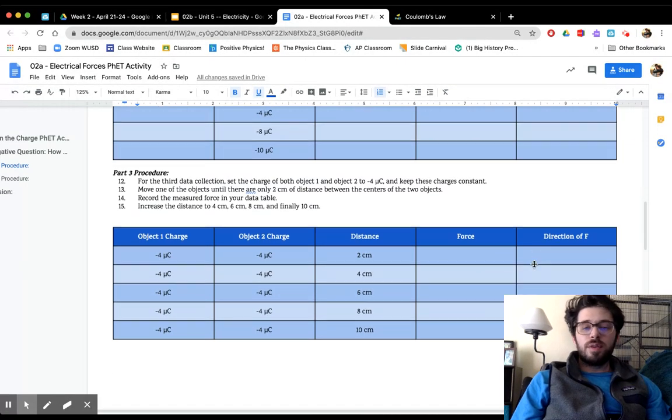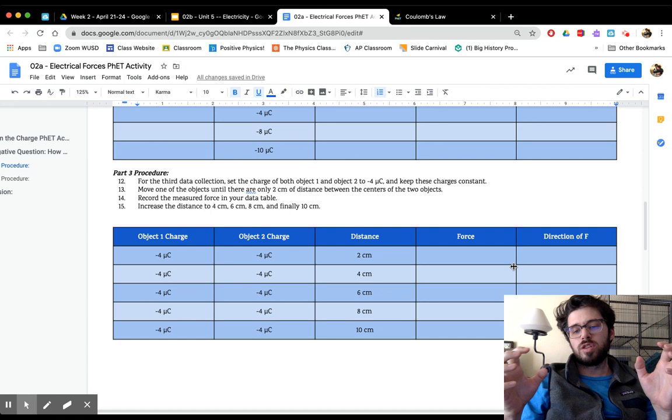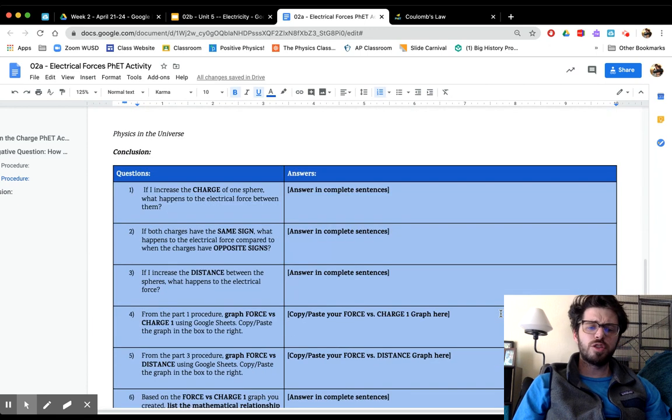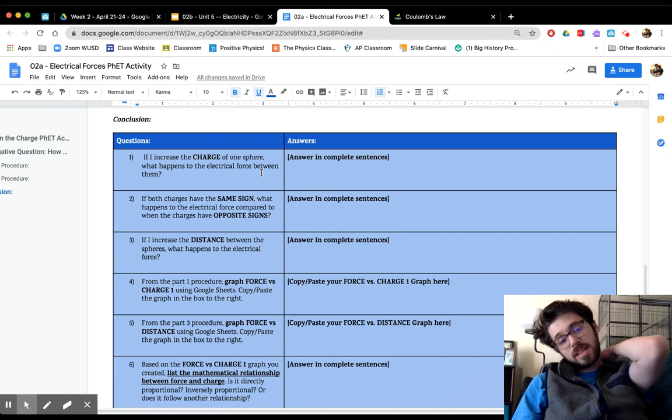For the part 3 procedure, you guys are going to be holding all of the charges constant, and you're going to be playing around with the distance between the two charges. Again, you'll list the force and the direction of the force. Okay? So it should be pretty straightforward. You'll come down to the conclusion once you've done, and you guys will answer the following questions.